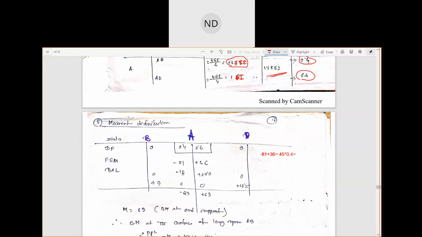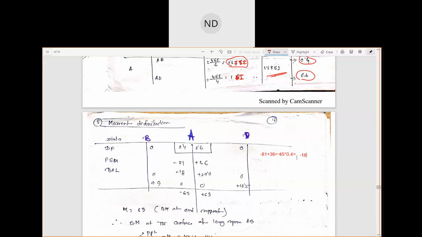Here it is minus 45 into this one. That means how much is this here? This 45 into 0.4, if you do, that will be 18. So minus 18.